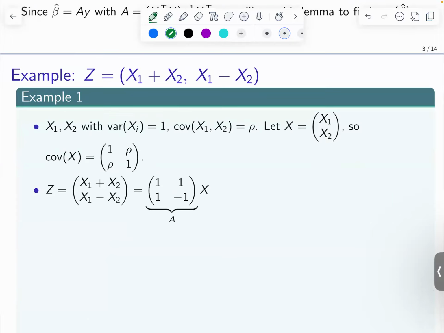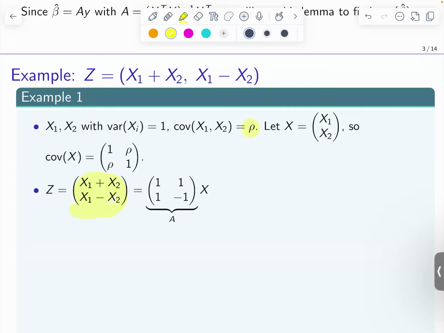Let's do an example, it becomes a little more clear. So X1 and X2 are random variables, each with variance of 1, and there's a covariance of rho. This is a similar situation to what we had last time. What I want to do is form this new vector X1 plus X2 and X1 minus X2 and compute the covariance matrix of it. So this is the new vector Z.